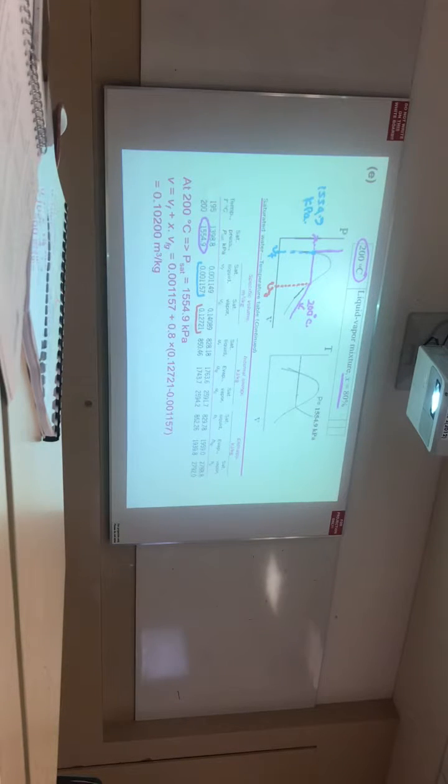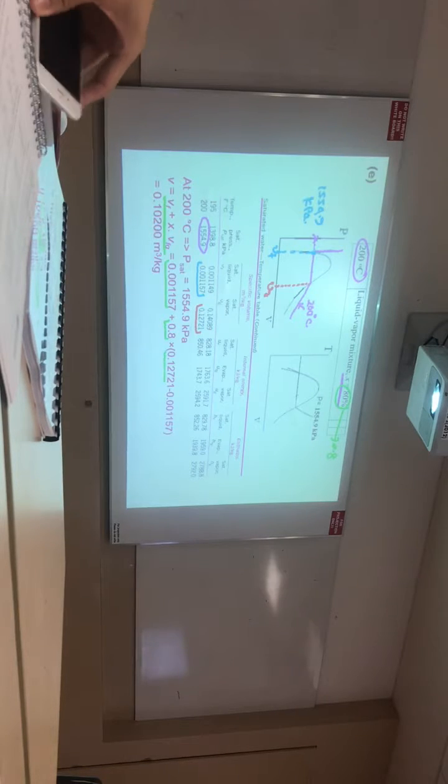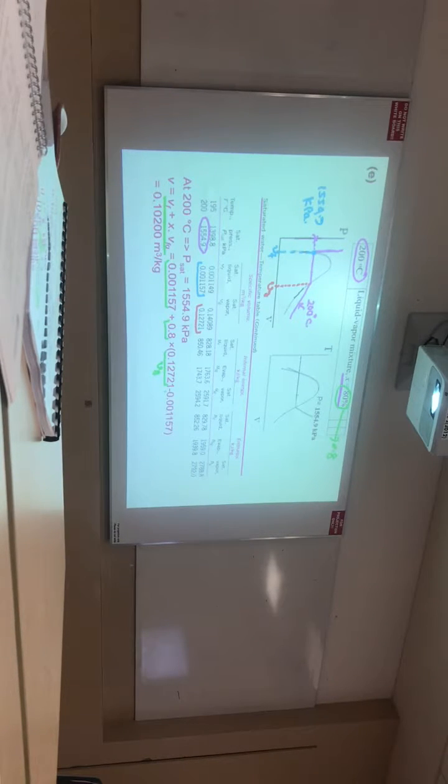Then they ask you what is V. So V becomes, this is the equation: V equals Vf plus x times (Vg minus Vf). Okay? Then 0.001157, x is 0.8, 80% is 0.8. Then this is Vg, this is Vf. Then we get the answer. So, what is the location? This is the state point.